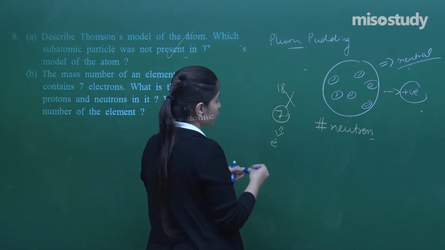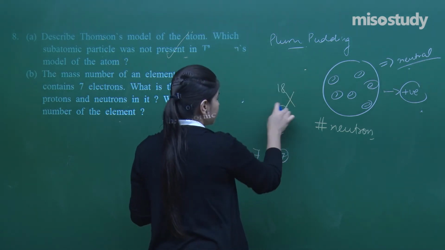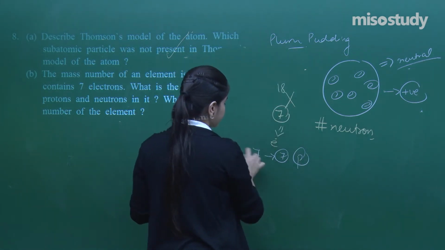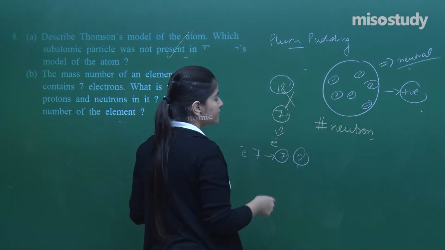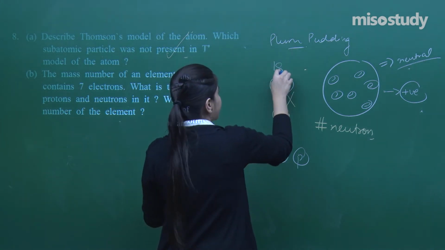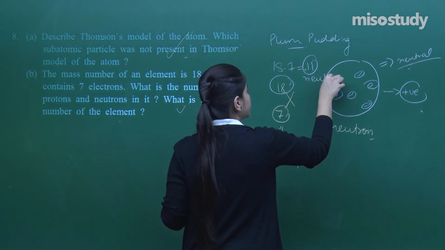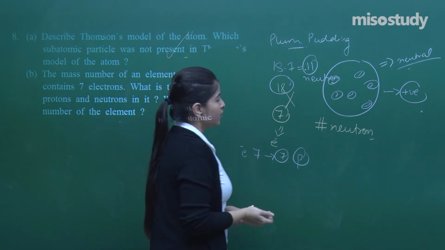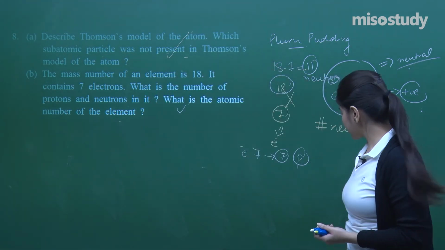Now they are asking about the protons. So, since 7 are the electrons, protons will also be 7. That means protons are 7. The remaining ones in the nucleus will be neutrons. So, 18 minus 7 equals 11 are the neutrons. Got it? Okay. So, yeah, that is my question number 8. I hope everybody has performed this right.